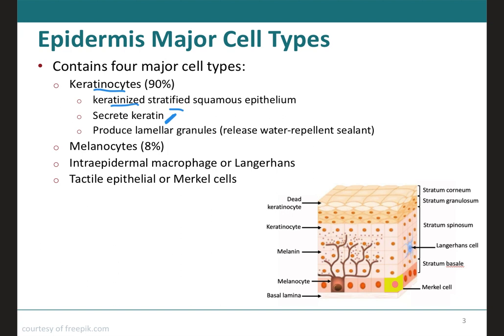It will also produce these lamellar granules, which start in the stratum granulosum, and are made up of lipids and serve as a water-repellent sealant. The other cells that we talked about are the melanocytes. They constitute 8% of the cells, and these cells are interesting because they release what we call melanin. So melanin is released by melanocytes. One thing that I want you to be aware of is that the melanocytes are present in the stratum basale.